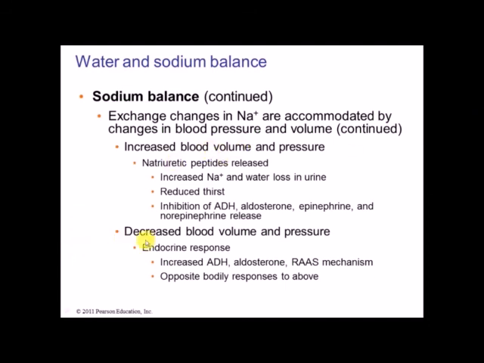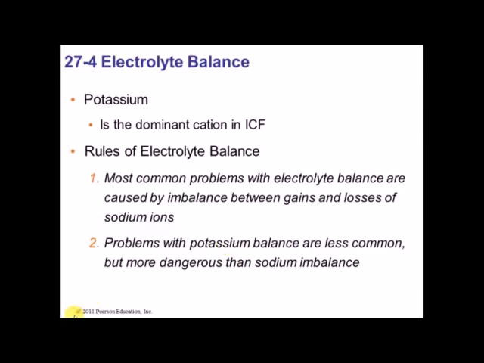And then with decreased blood volume and blood pressure, you're definitely going to have an endocrine response, and this is where your good old ADH comes in, your antidiuretic hormone, your aldosterone, and the RAS mechanism, which is the renin-angiotensin 1, angiotensin 2 system. The RAS mechanism kicks in, and this is going to be an opposite bodily response to the ones above. So it's going to try to increase your blood volume. All right, we're going to stop there, and we'll continue in a minute.